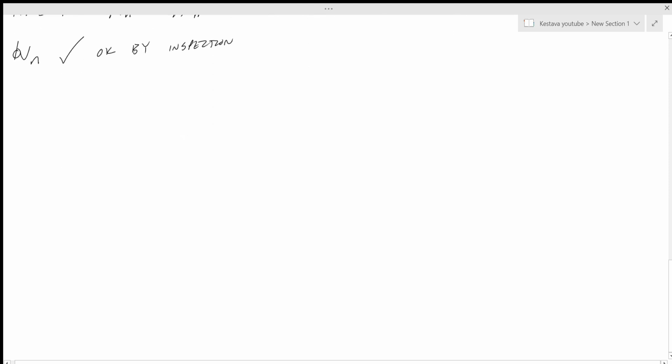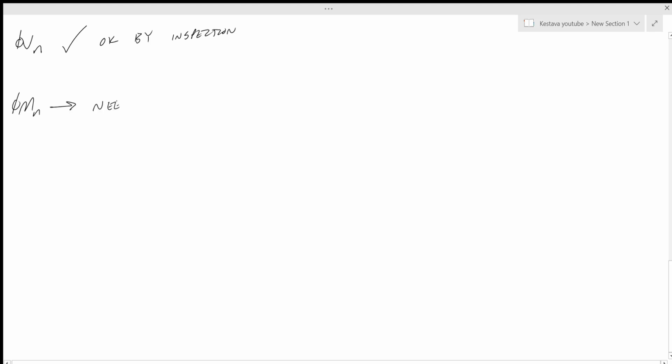But now we need to find phi-Mn. And for phi-Mn, we need our new elastic section. That's our Zx. First, you want to solve for your elastic section. So My equals Sx Fy. We know that Sx equals Ix over c.